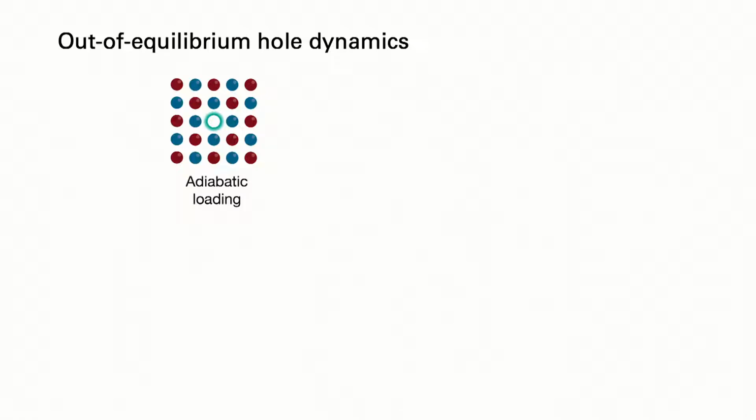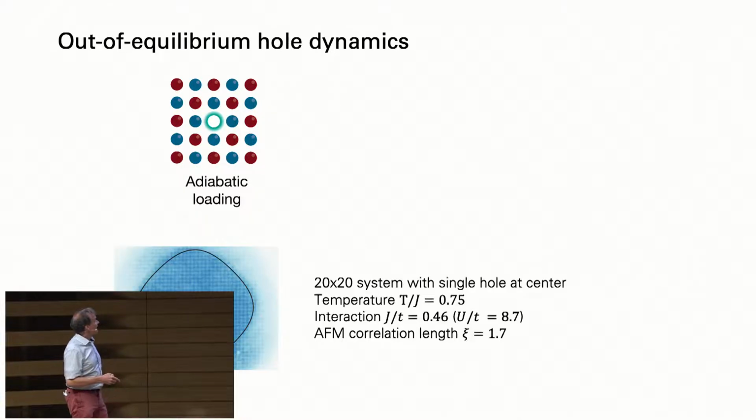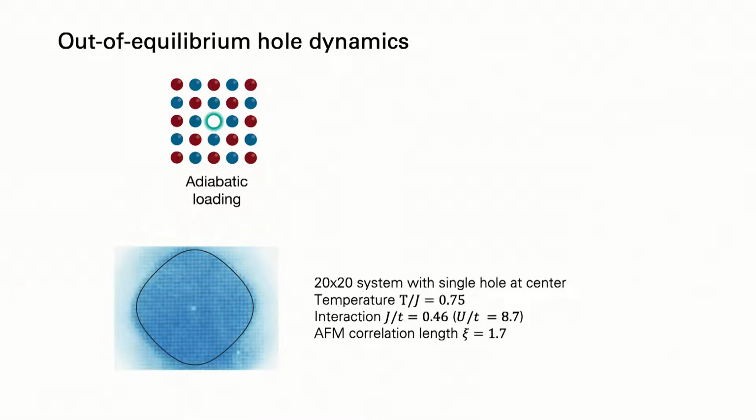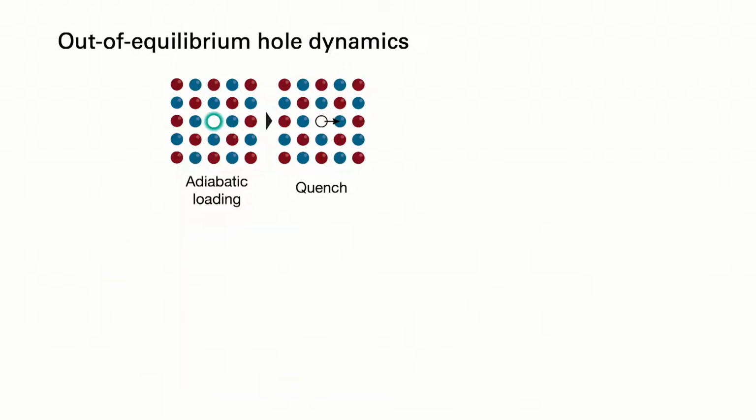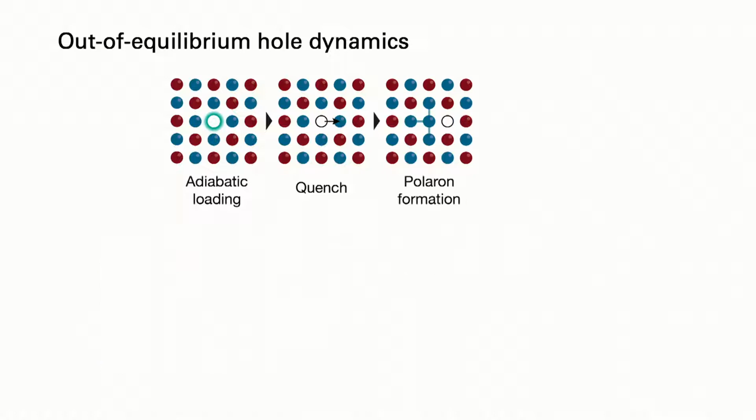But let me focus on one part today where we really directly study the dynamics of a hole in this antiferromagnet. The idea is we create a single hole by just blocking one lattice site with a laser beam and creating a half-filling antiferromagnet around it. And we can do this in a fairly large system, about 20 by 20 sites, where it would be very hard to compute the dynamics. And then we pull the plug. We turn off the potential that's created with the spatial light modulator. And so the hole can move now, and we see where it moves to.